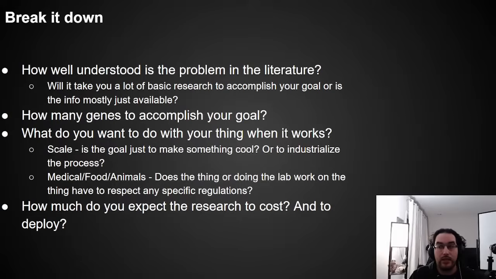And then the last thing, which is also where people get tripped up, is, what's this going to cost? Biology is expensive. Genetic engineering is unbelievably expensive. And I don't want to say that to scare you. It's just the reality. Every reagent costs an enormous quantity of money.